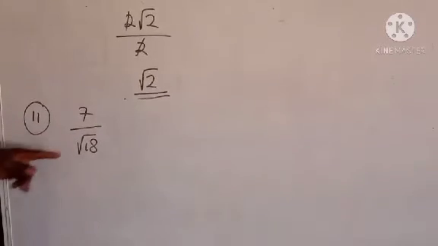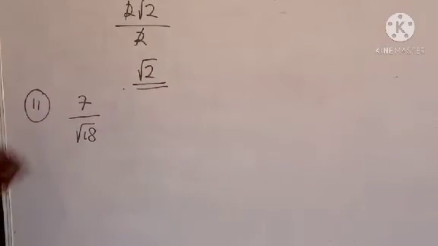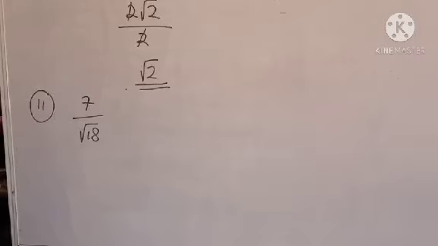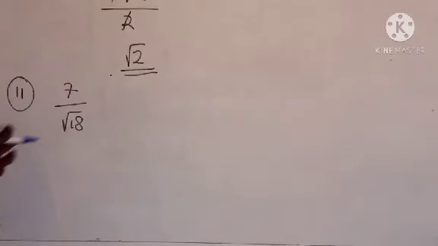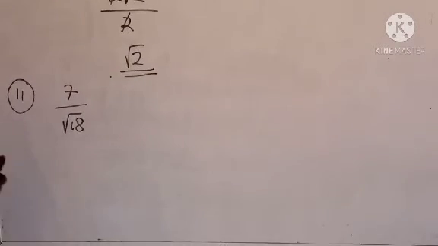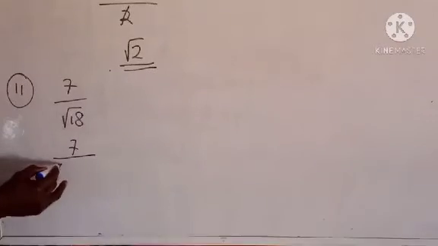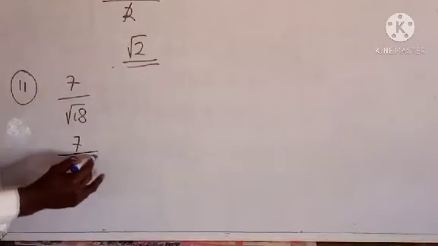If you take a look at the denominator this time, we have a surd that can be simplified. So what we need to do is simplify the denominator. That gives 7 over root 9 times root 2.